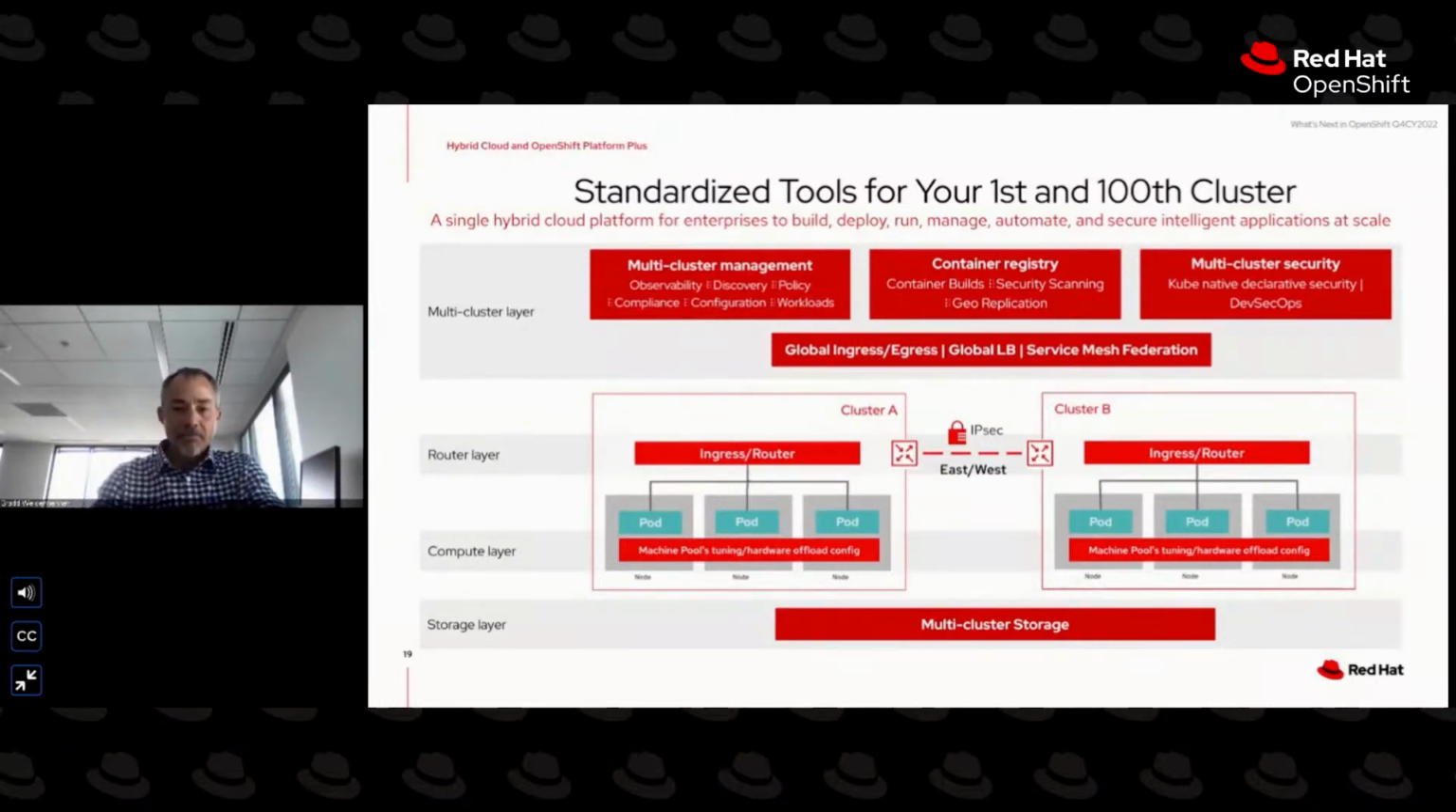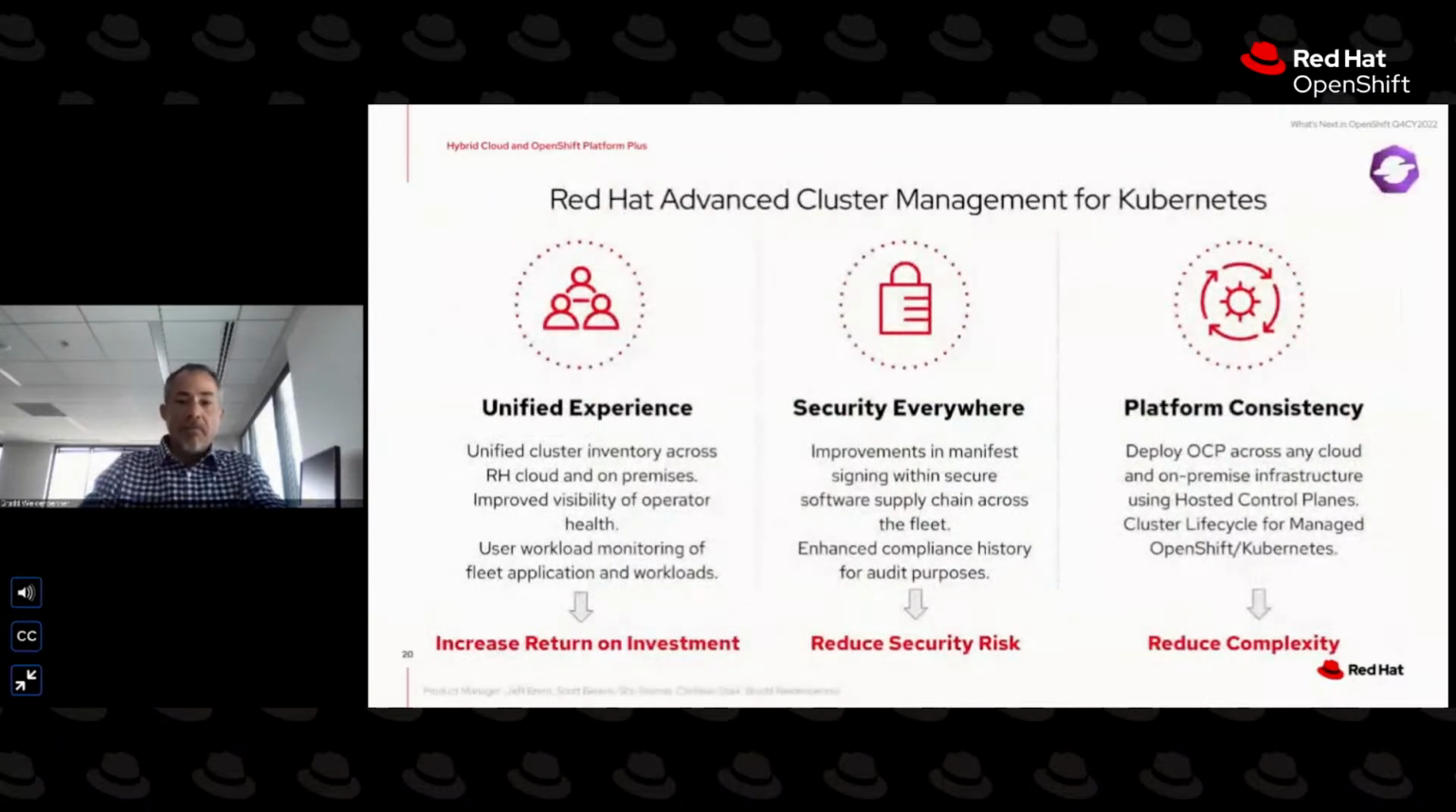Next slide. This would be advanced cluster management, and we have the theme of security everywhere with unified experience, platform consistency, very similar to what we were hearing with advanced cluster management for Kubernetes. And we're going to deploy your OCP across any cloud or on-premise infrastructure using hosted control planes. Those were referenced earlier. That's going to help drive down the total cost of ownership of some of these functions. Cluster lifecycle for managed OpenShift Kubernetes.